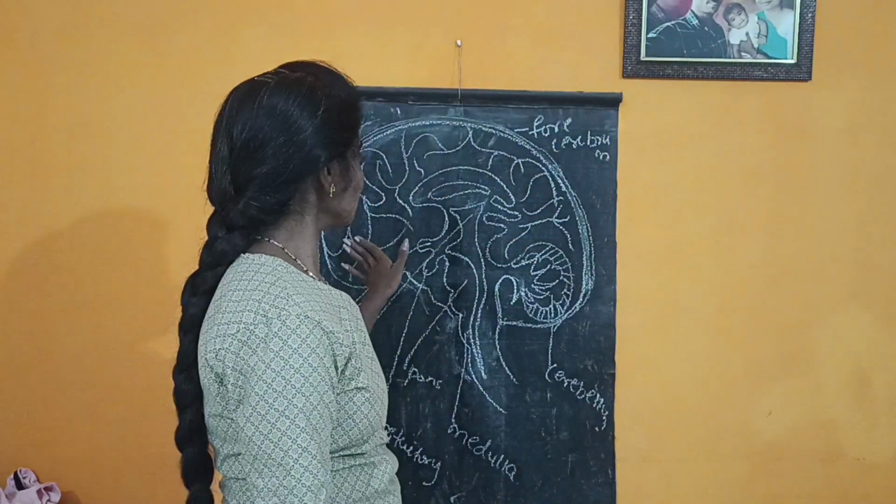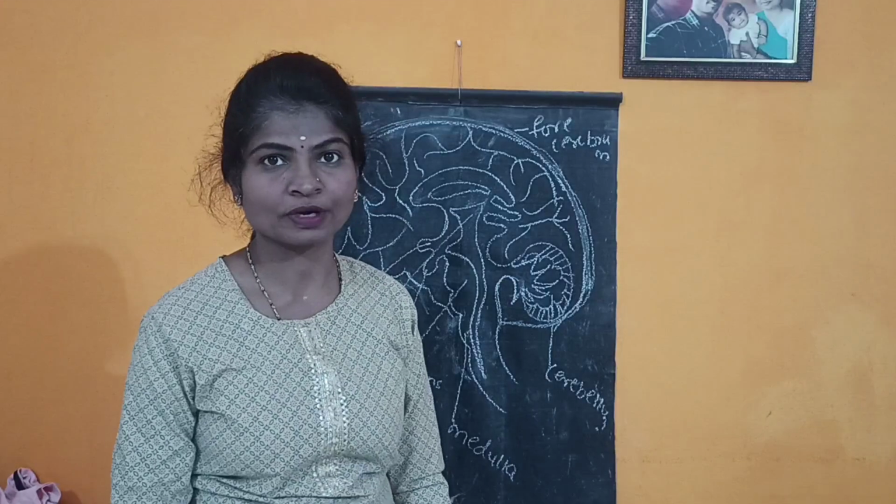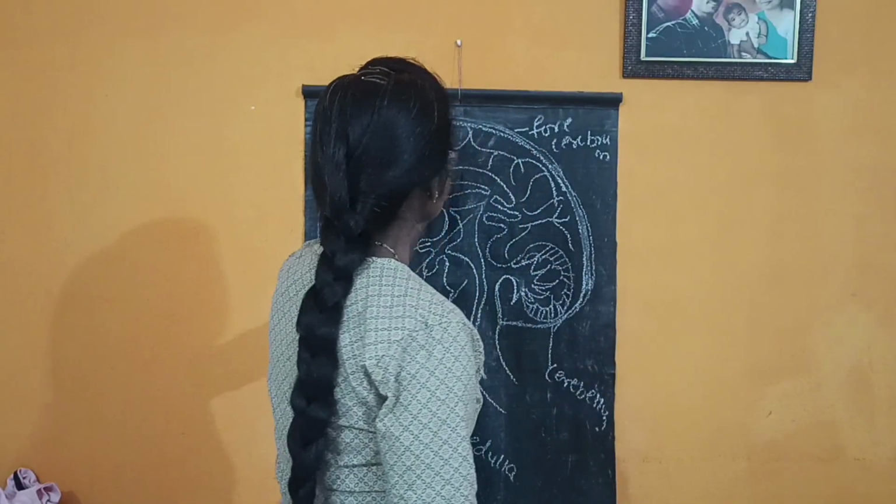First, the cerebrum or the forebrain. The cerebrum or the forebrain is one of the largest parts of the brain. All these foldings are called the cerebrum. What is the main function of this part of the brain? Primarily, it is the site of memory.